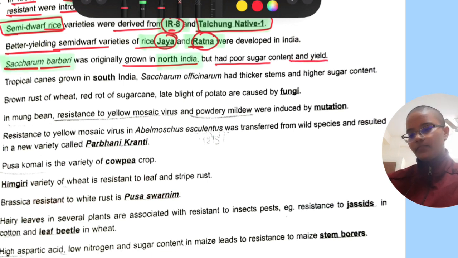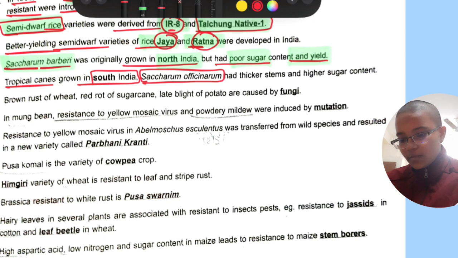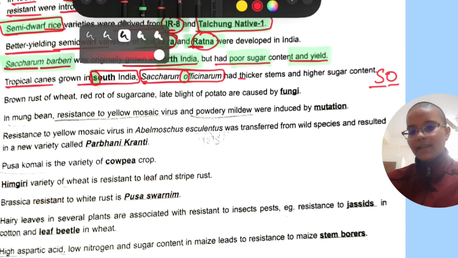Tropical canes grown in South India, Saccharum officinarum. You can learn it by SO: take the two letters SO, so South India. Officinarum has thicker stems and higher sugar content.